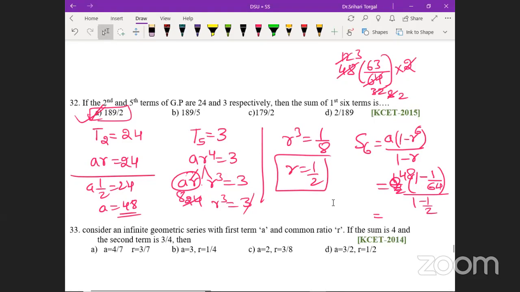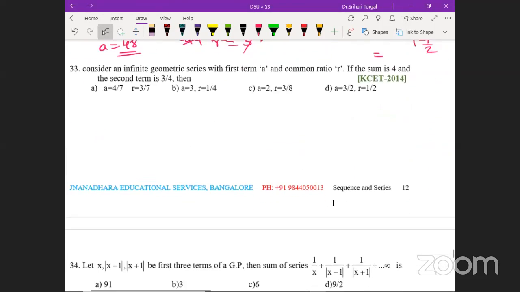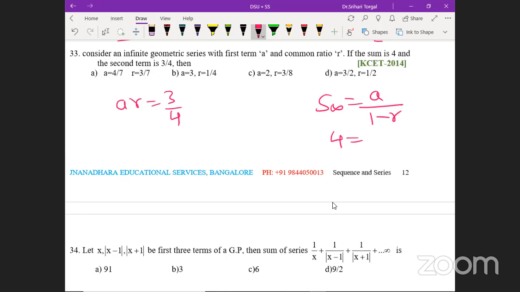Solve question number 33 of Karnataka CET 2014 problem. Yeah. Consider infinite series term. What is the formula for infinite series? S infinity is equal to A by 1 minus R. The sum is 4. That is, S infinity is 4. Right? And the second term is, what is second term? That is AR is equal to 3 by 4. And AR is equal to 3 by 4. Okay.